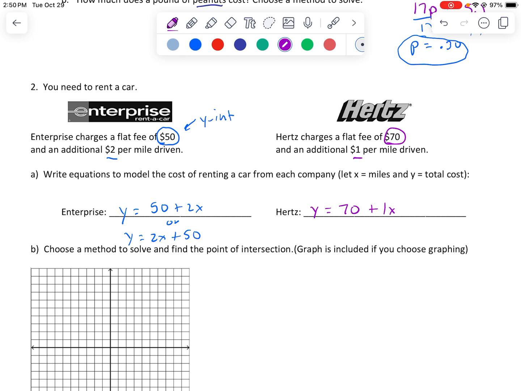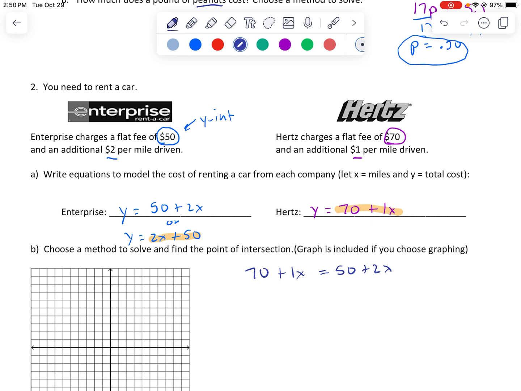So we can choose a method to solve. You can do elimination, substitution, or graphing. I am going to choose substitution since they both equal y. That means they equal each other. So I'd have 70 plus 1x equals 50 plus 2x. So pause it here and try to solve it first on your own.